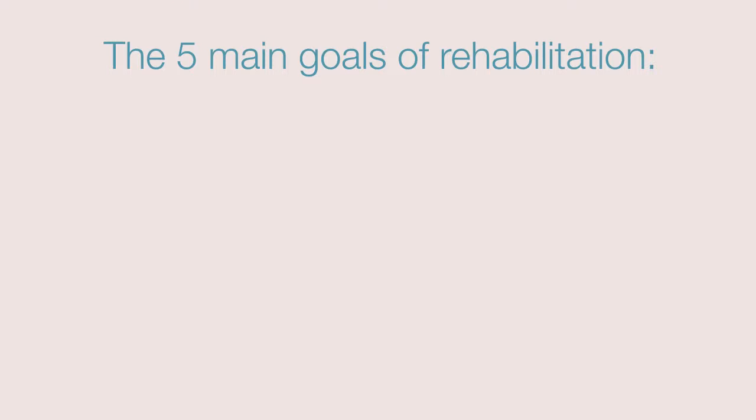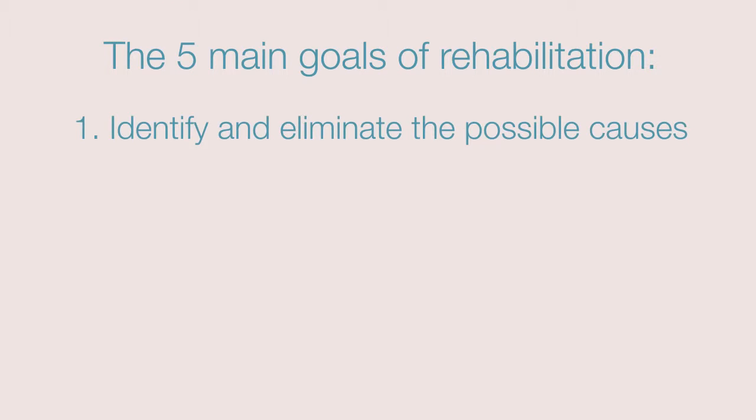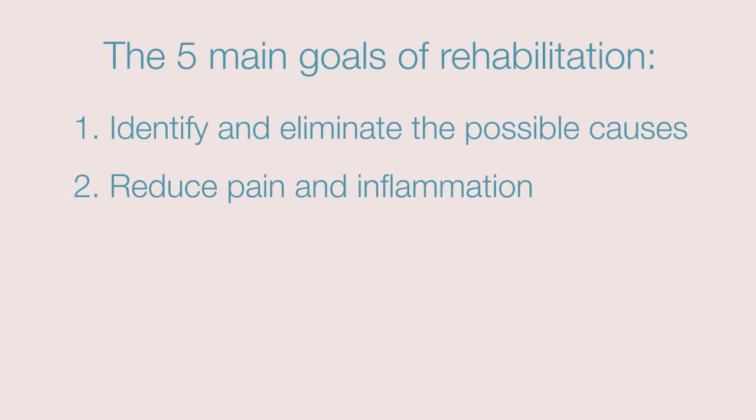In this video, I'll talk about how and when to return to normal activity after your acute back injury. There are 5 main goals of your rehabilitation process after an acute back pain injury. The first is to identify and eliminate the possible cause of the back injury. The second is to reduce pain and inflammation around the injured area.